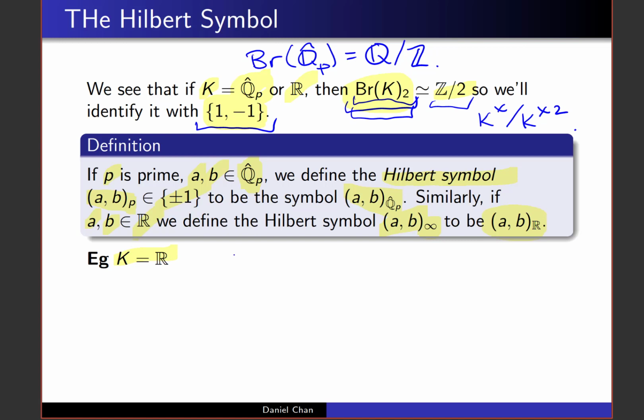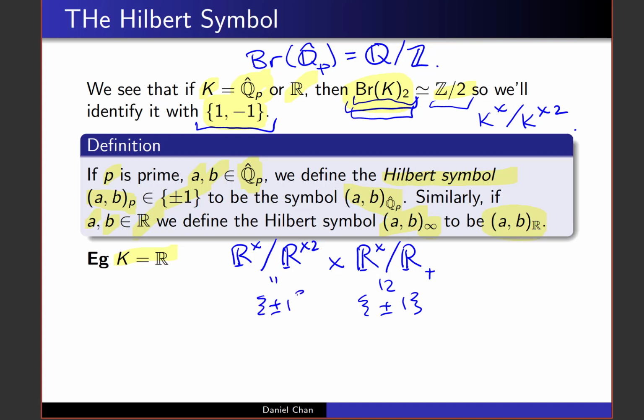Remember you have this bilinear form on R cross times R cross squared. What is R cross squared? If you square any real number it's going to be positive, so this is just the positive reals. So it's all non-zero reals modulo all positive reals, which is isomorphic to positive or negative. When you do the quotient, all you remember is whether it's positive or negative. As a vector space over F2, these are both one-dimensional.